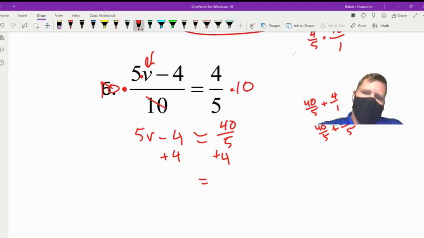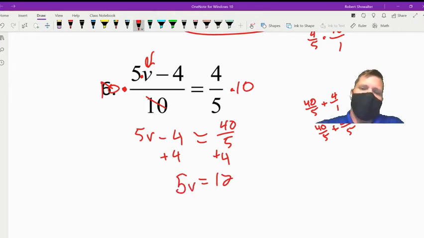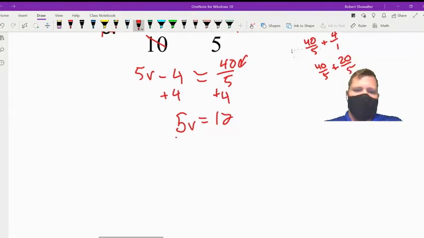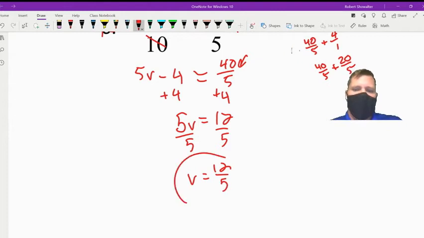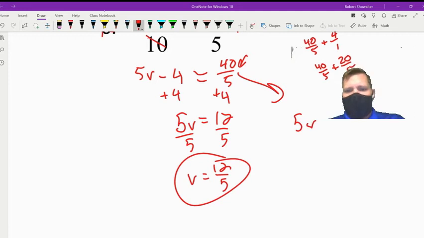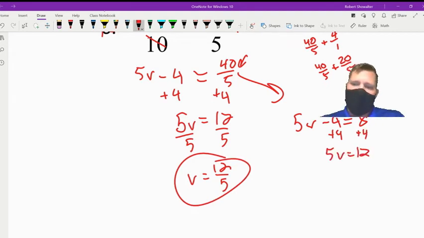So we get 12. You know what? I paused there. You know why I paused? Because 40 over 5, I should have just reduced that to 8 right there when I had the chance, but I didn't feel like it. Anyway, so now we're going to divide by 5. So we get v is 12 over 5. There it is. At this step, I could have gone 5v minus 4 equals 8 and then added 4, because 40 over 5 is 8. I didn't realize that right away, but it's okay. It's still got the right answer.